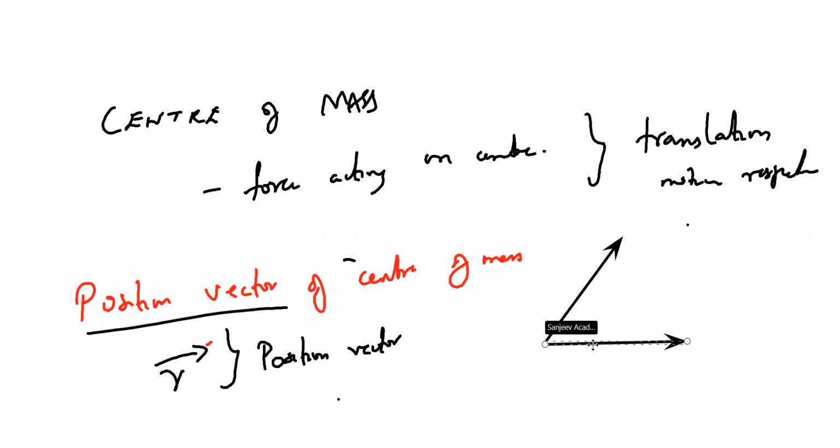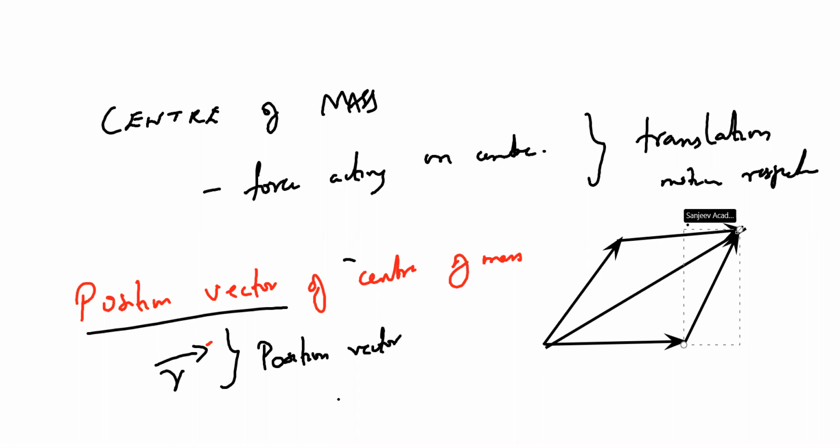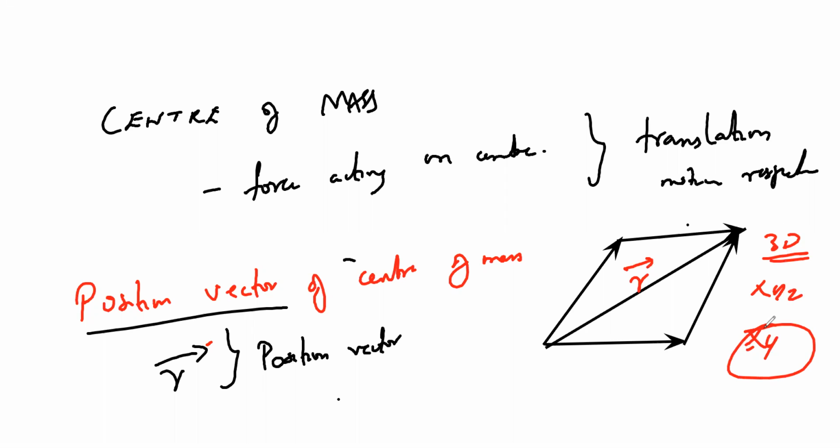Now if I extend this and then join this, this is my R vector, the longest line, the diagonal one. It will be the longest line in that particular diagram, on the x-axis, y-axis, z-axis. If it's three-dimensional, it's x, y and z. If it's 2D, it's x and y. So R vector is always the position vector.